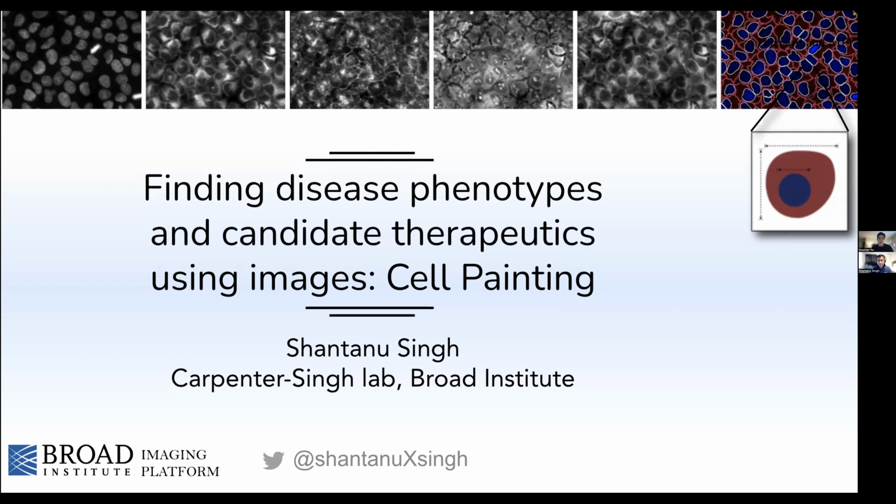Shantanu is a senior group leader at the Broad Institute, where he co-leads the Carpenter Singh Lab, a data science group that develops computational and statistical methods to create fingerprints of genes and chemicals from microscopy images of cells to probe biological processes and find new cures for diseases. After completing his PhD at Ohio State in computer science, Shantanu joined the imaging platform at the Broad to help make cell morphology as computable as genomes.